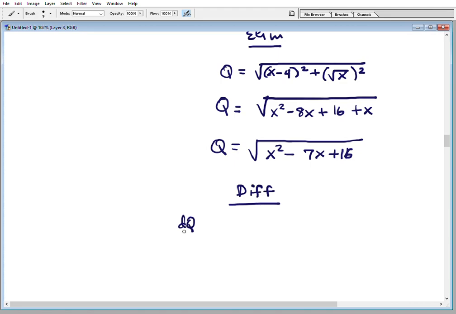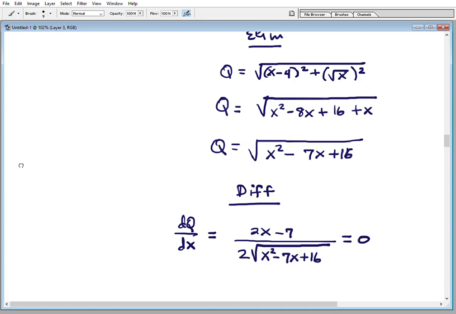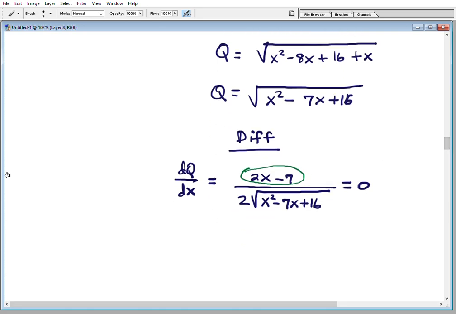dq dx. Remember the derivative of square root of x is 1 over 2 square root of x. So here we'll put that square root in the denominator with a 2. But we have to do the chain rule, take the derivative of the inside. So here we have 2x minus 7 on top. All right, all we have to do is set the fraction equal to 0, so set the numerator equal to 0. So just pull that out. So x equals 7 over 2.